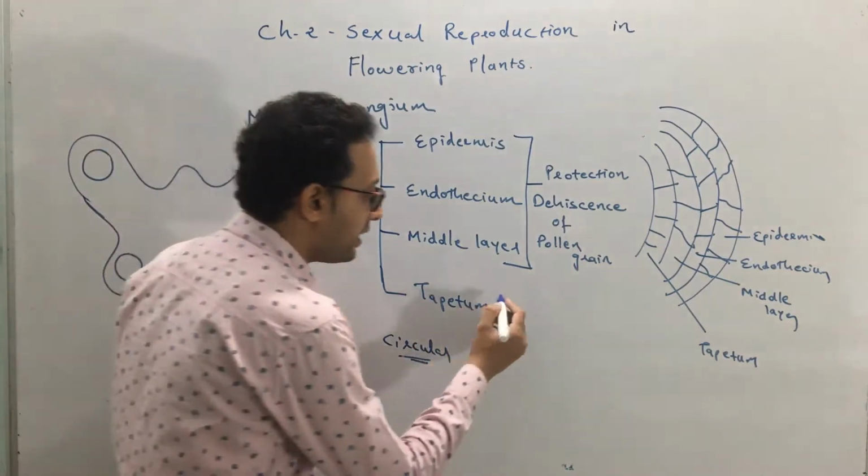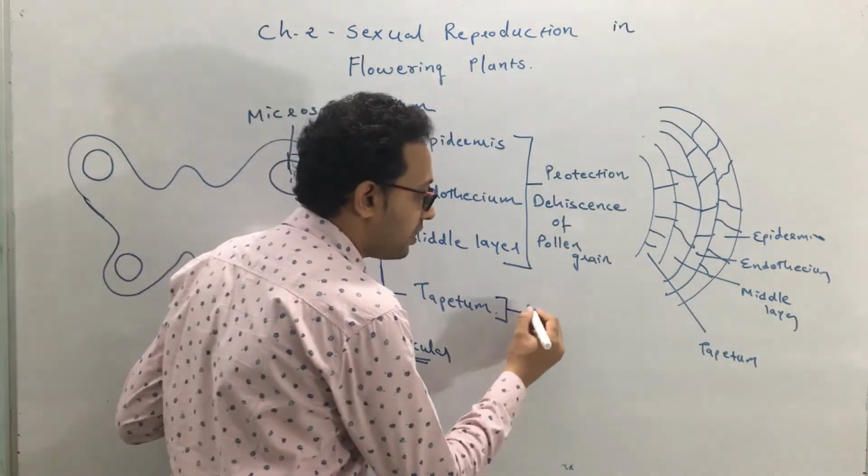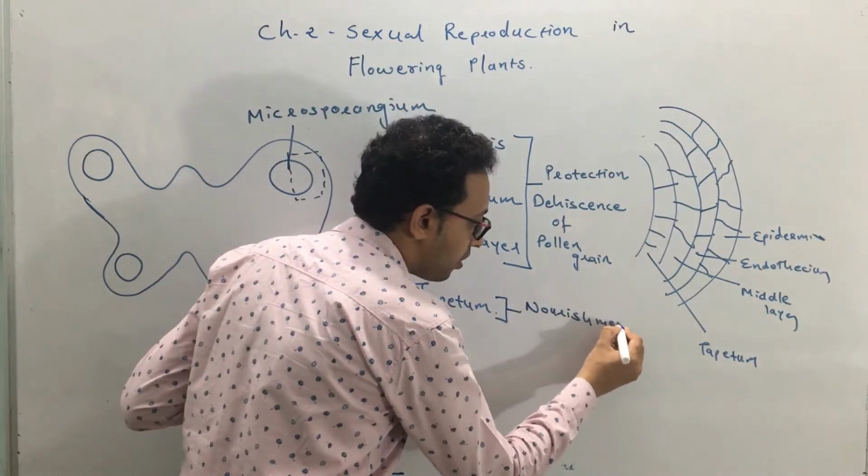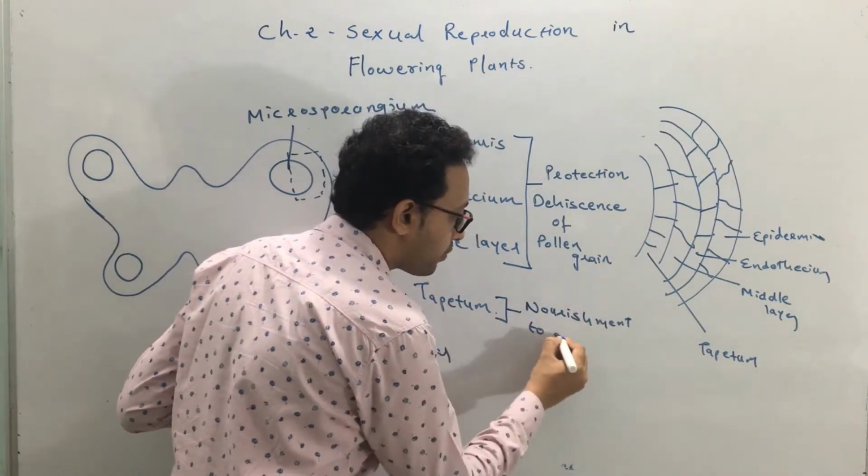The fourth layer is called the tapetum. Its function is that it provides nourishment or nutrition to the developing offspring.